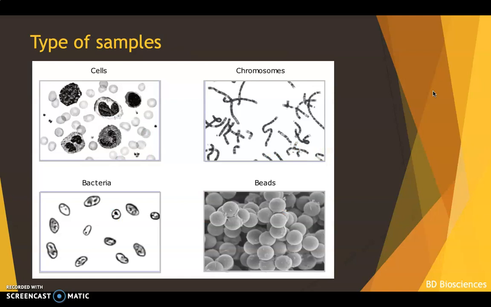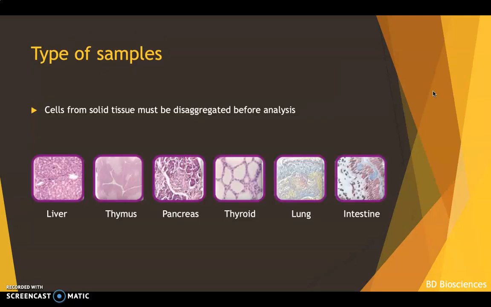There's many types of samples that can be run in a flow cytometer: cells, chromosome, bacteria, and as well as synthetic beads. This is basically man-made beads that can emit the signal as well. We're not going to go into detail for that one. So we can also use or analyze cells from solid tissue. However, the cells must be disaggregated before the analysis, or else the tissue will clog the flow cytometer.